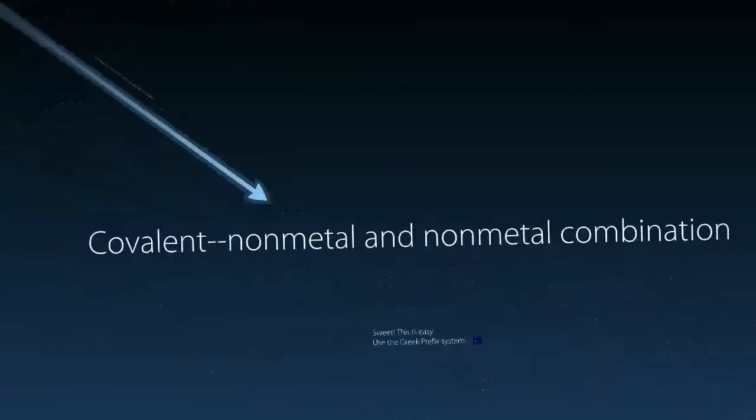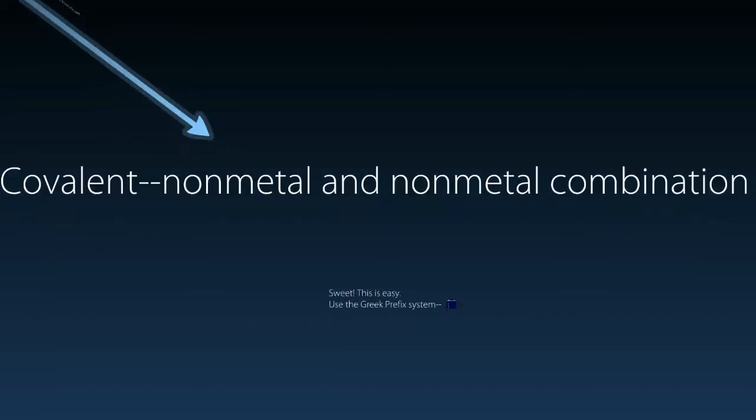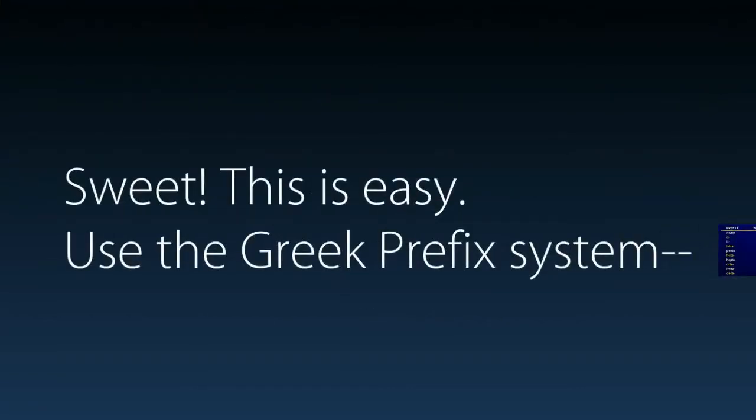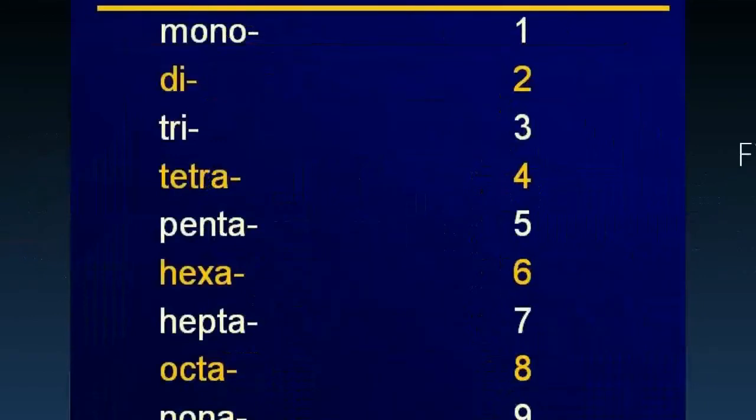Remember, a covalent compound is something that has a non-metal combination. So we're looking at two nonmetals with an electronegativity difference of less than 1.7. Well, this is easy. Anytime we have covalent compounds, we are going to use the Greek prefix system to name things. What's the Greek prefix system, you ask? Well, there it is. You just need to know that these different prefixes are associated with these different numbers. So mono is one, di is two, tri is three, et cetera.